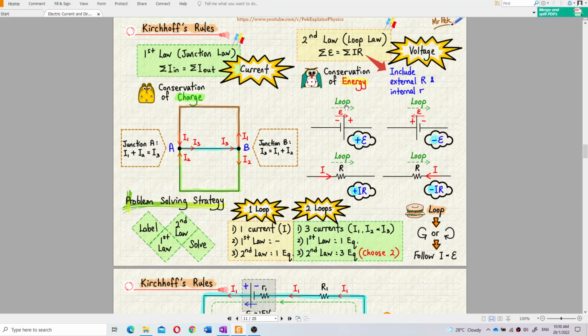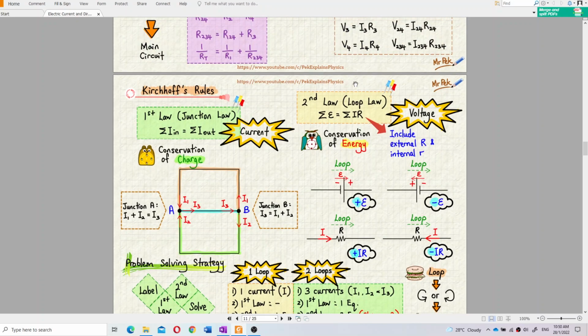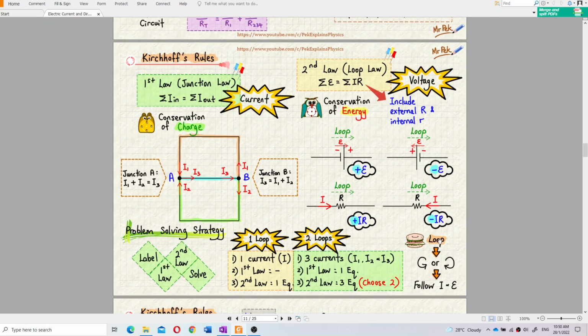Normally, if the loop direction follows the EMF or follows the current, then we will get more positive EMF or positive IR when we do the equation for the second law. So try to make the loop direction follow the current and EMF, so that we get more positive E and positive IR. We try to prevent the loop direction from being opposite to the EMF. In that case, you get a lot of negative values in your equations.